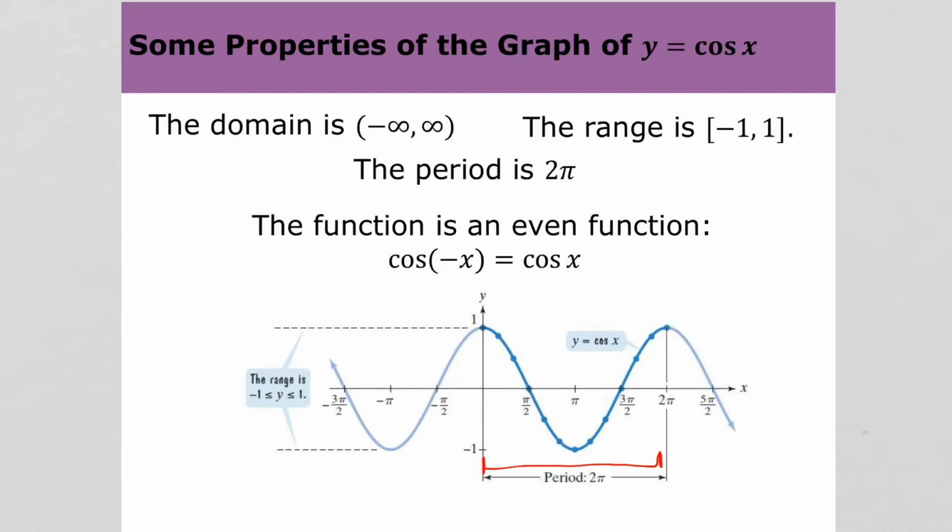Cosine is an even function. And so, if you say cosine of negative pi, that's -1, while cosine of pi is also -1. So that's why it's even.